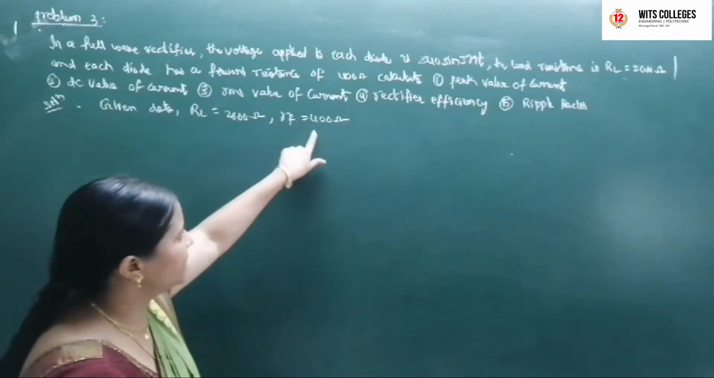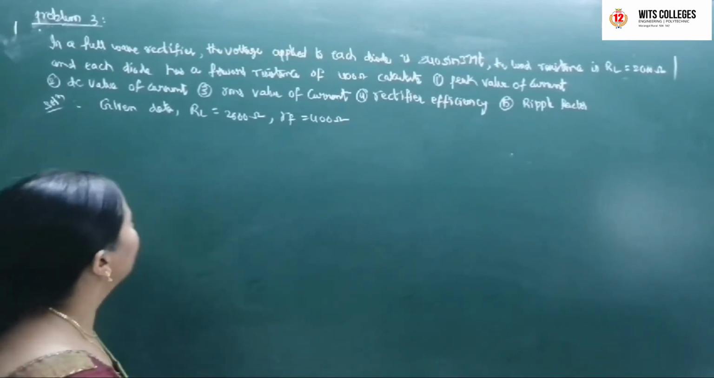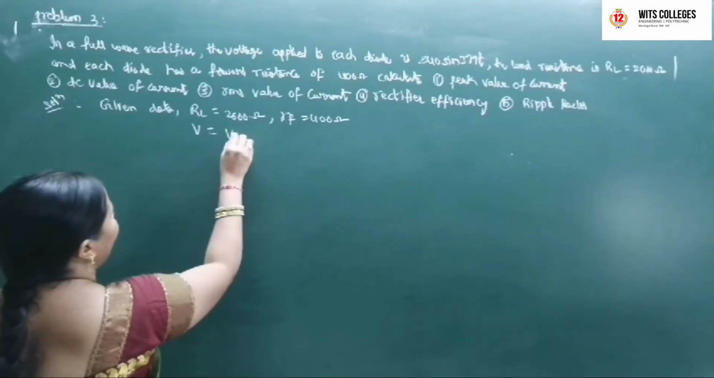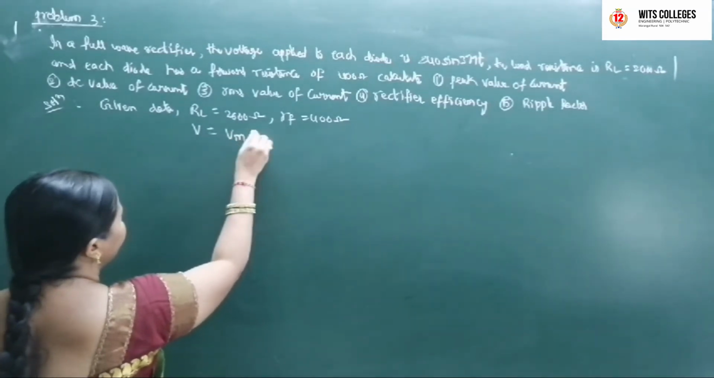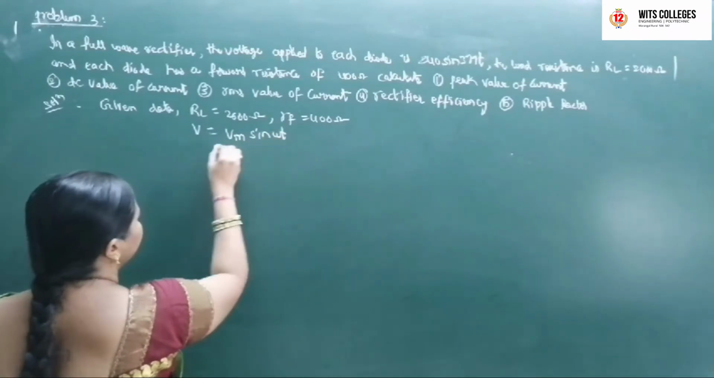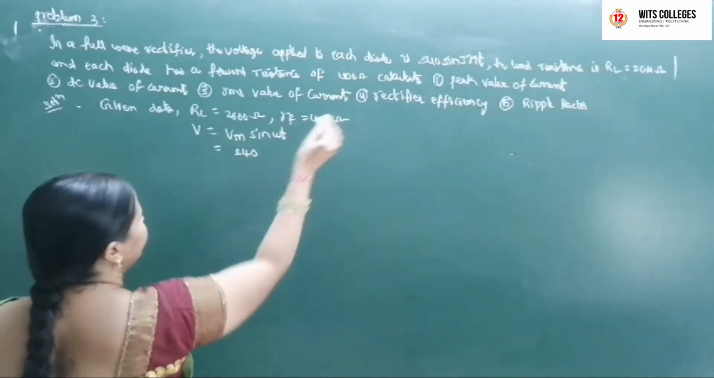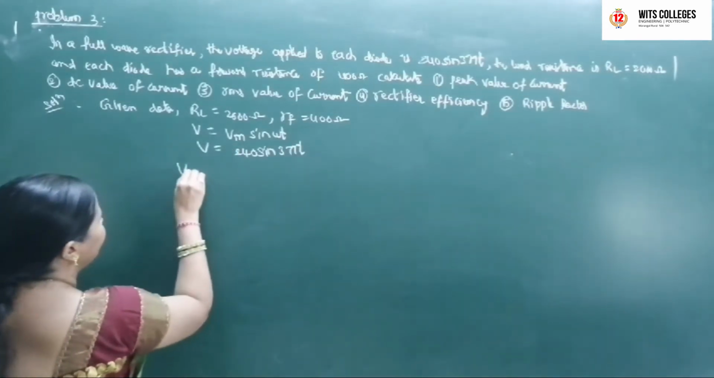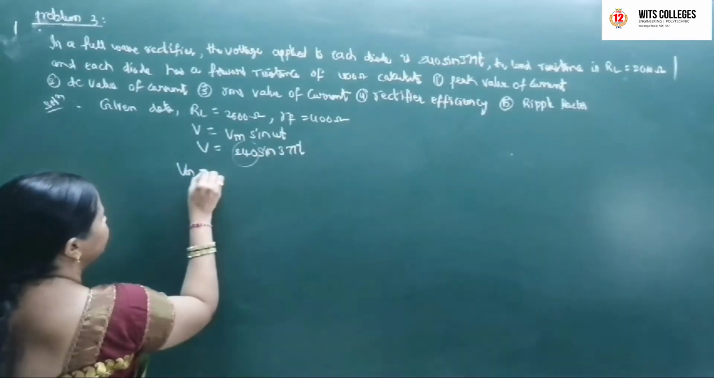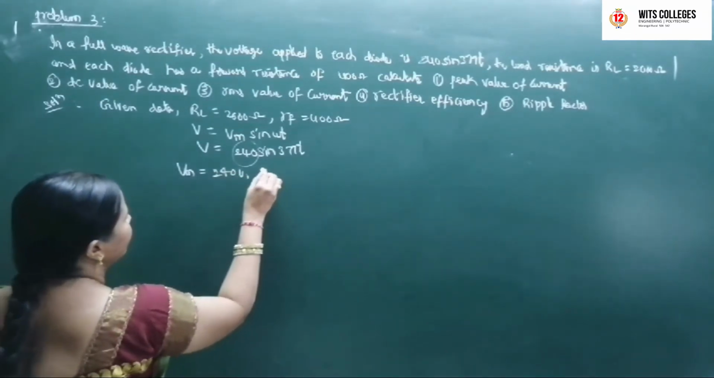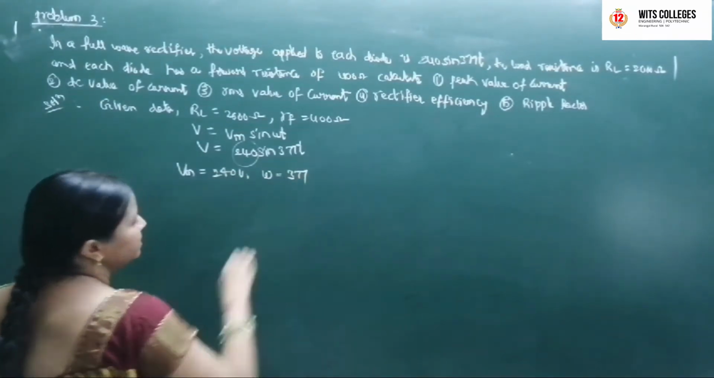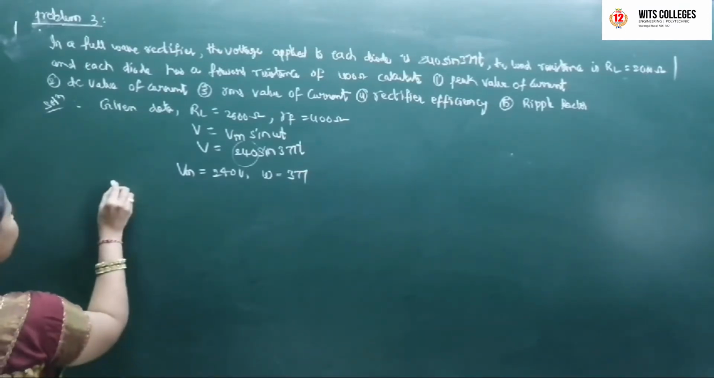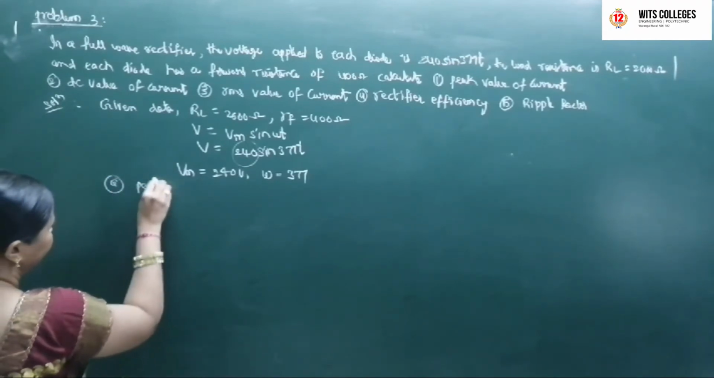So in the problem, the given data is load resistance value of 2600 ohms and forward resistance of 400 ohms. We have to calculate with the voltage applied to the rectifier V equal to Vm sin omega t. The maximum voltage in the problem is given as 240 sin omega t, with omega 377. So the Vm value is 240 volts and the omega value is 377.